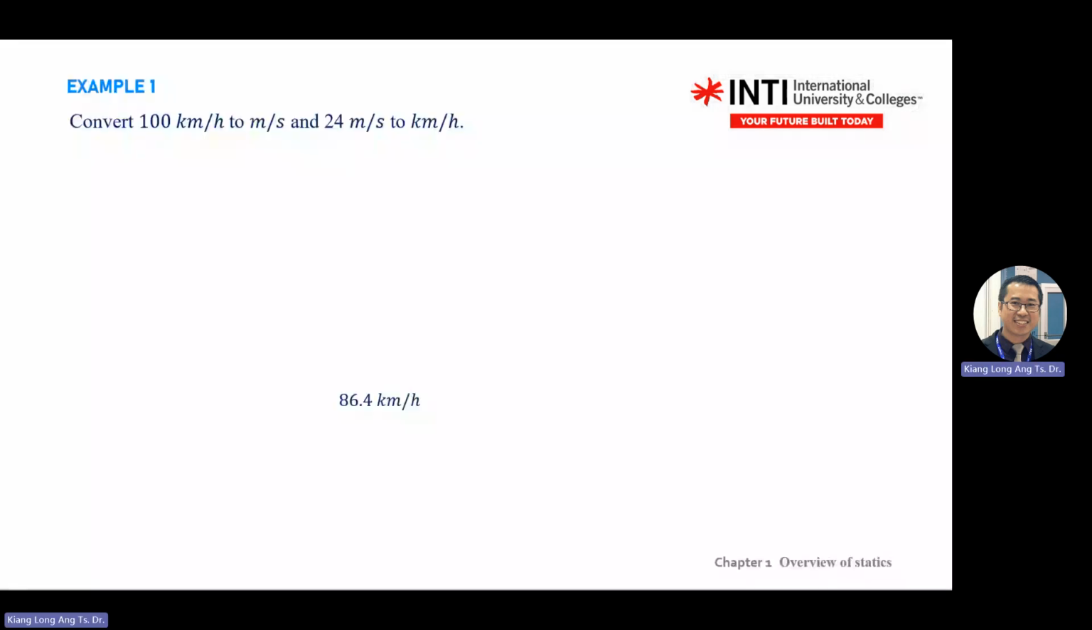Okay, so example 1 asks you to convert 100 kilometer per hour into meter per second. So can you do? What is the answer for 100 kilometer per hour into meter per second? It's just a quick one.